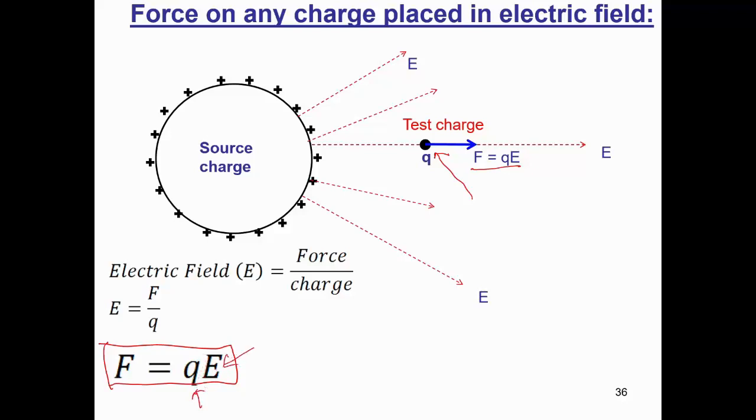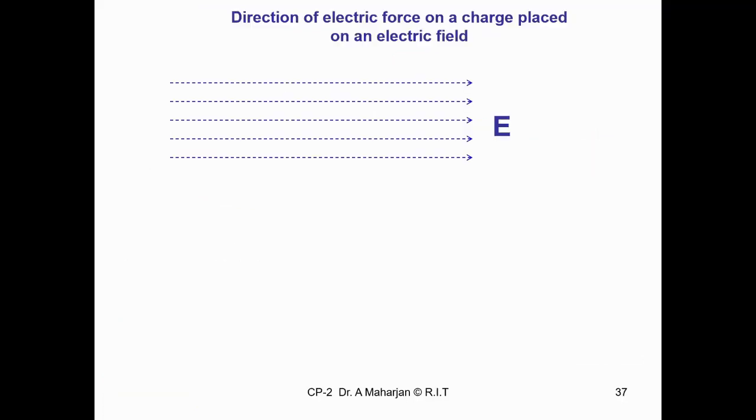So E is the electric field produced by this source charge. Here's the conclusion. Say this is the electric field. It may not be parallel or uniform like this. If you place any test charge in the vicinity of the electric field, this is the force felt by the positive charge.